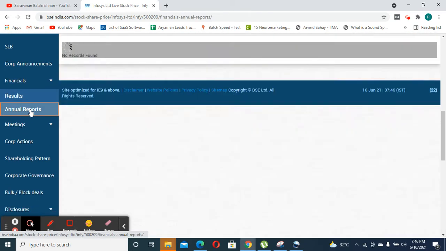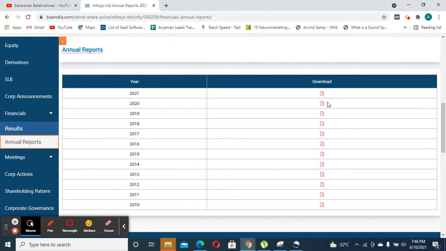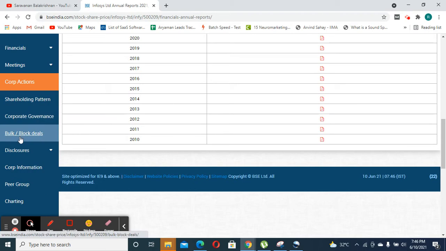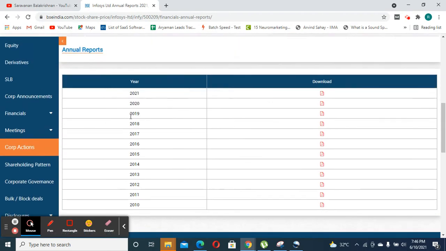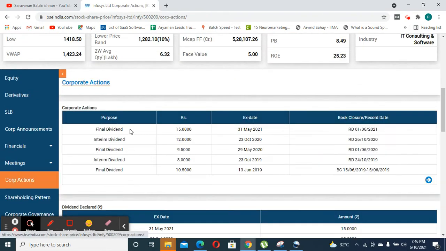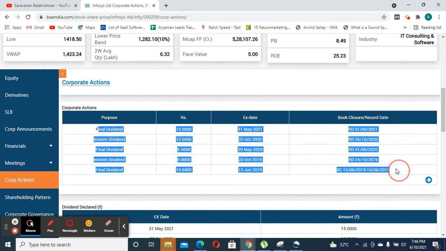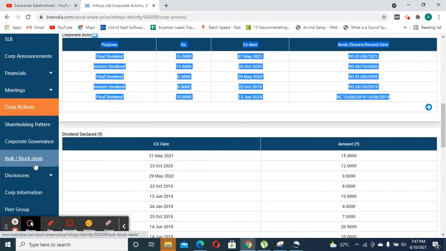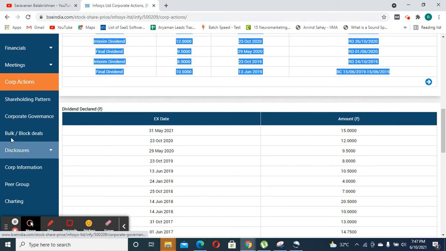So if I click annual reports, I can find the PDF files that are uploaded by the company every year. And when I click corporate actions, I can find the dividends that are paid by the Infosys company over the years. So there are different options available in the Bombay Stock Exchange, which is exhaustive, which we will explore in the subsequent videos.